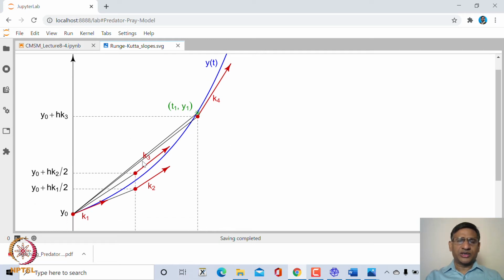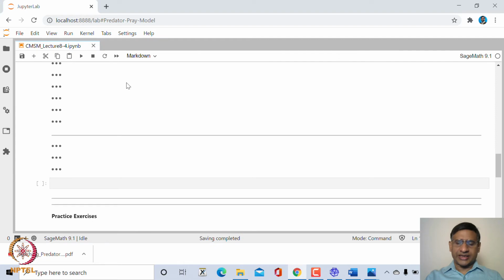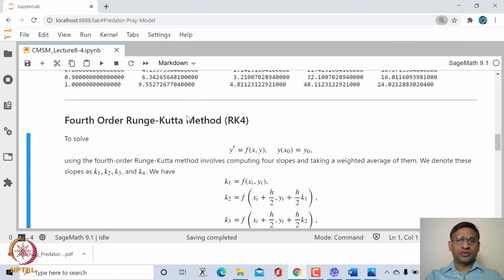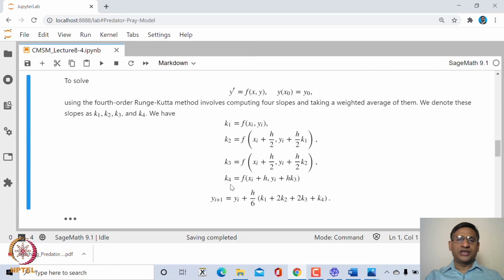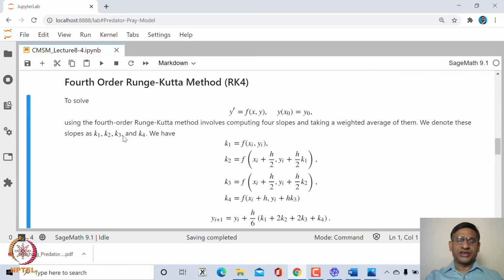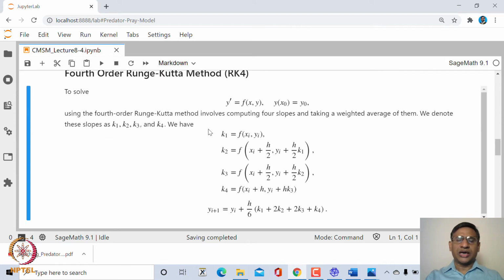This particular graph is taken from Wikipedia, so I must admit that. Okay, one can draw this very easily in Sage Maths as well. So let me close this and get back to the worksheet. So this is how we defined this iteration scheme of the RK4 method.